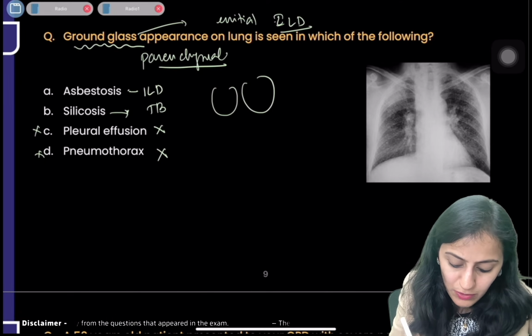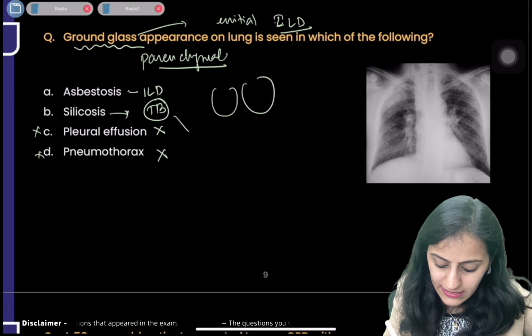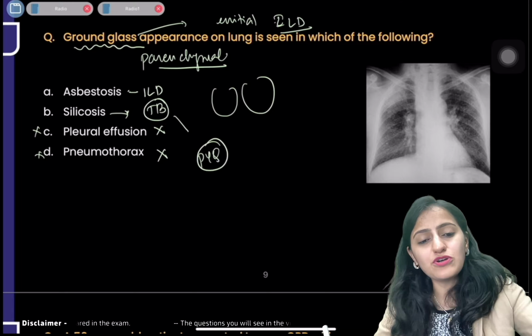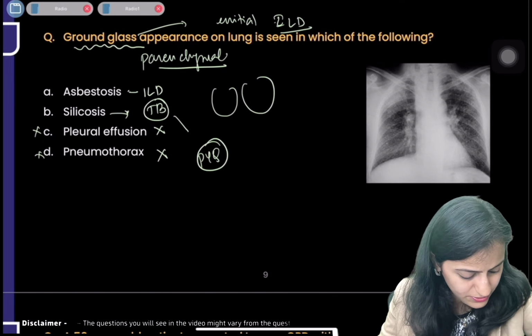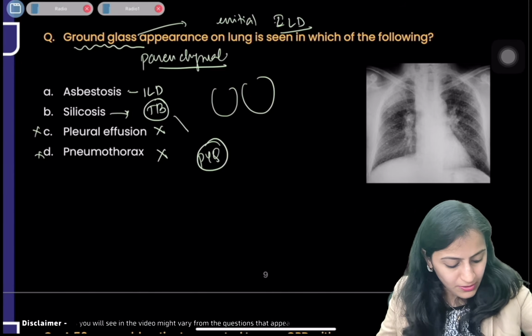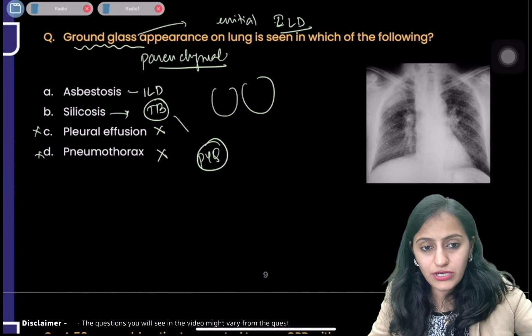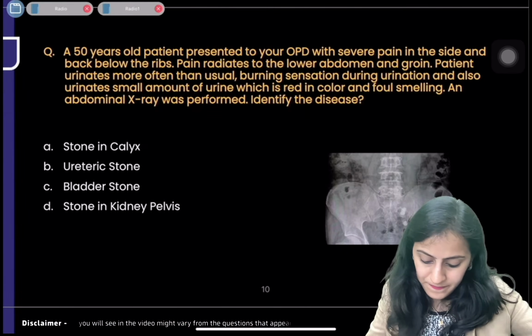Silicosis is something which mimics tuberculosis. This is a previous year question. Which occupational lung disease mimics tuberculosis? It is silicosis. Okay, going on to the next one.